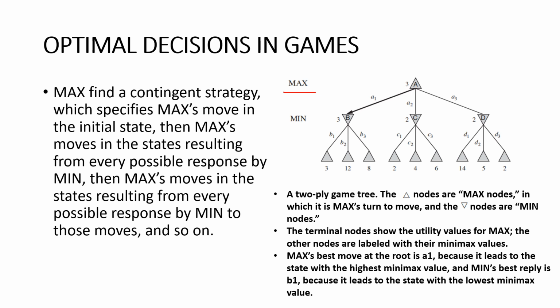In this figure, this is the root node, A. It is MAX's turn, so MAX chooses the maximum value. There are three children, B, C, and D. The MIN node is the MIN turn that chooses the minimum value. So MAX tries to maximize the utility while MIN tries to minimize it. Here you can see the utility values at the bottom of this figure: 3, 12, 8, 2, 4, 6, 14, 5 and 2. These are MAX's utility values obtained from the utility function.